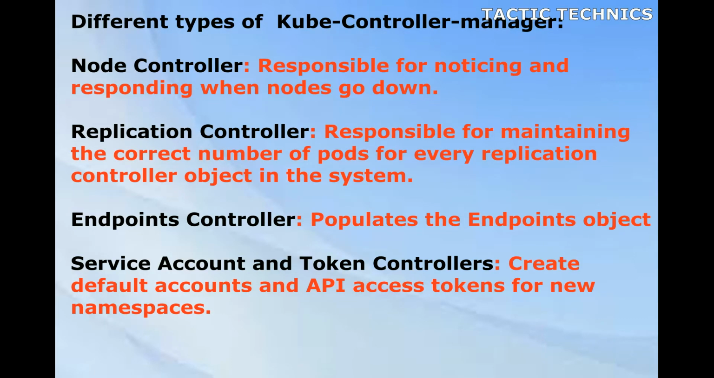Different types of Kube Controller Manager. Node Controller is responsible for noticing and responding when nodes go down. Replication Controller is responsible for maintaining the correct number of pods for every replication controller object in the system. Endpoints Controller populates the endpoints object. Service account and token controllers create default accounts and API access tokens for new namespaces.